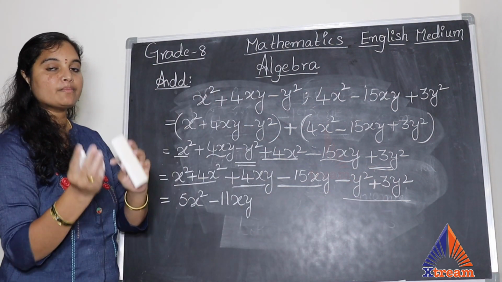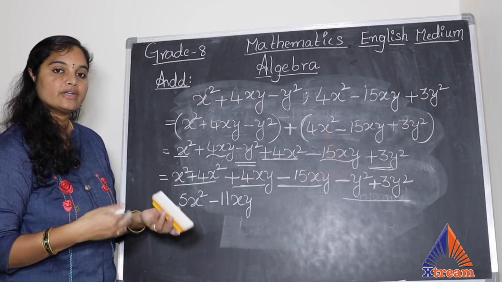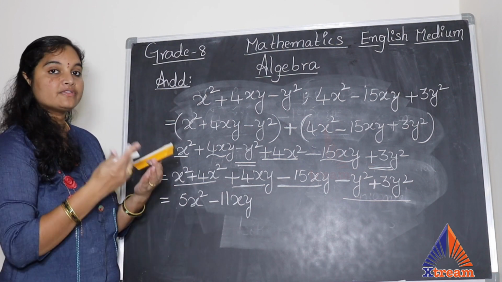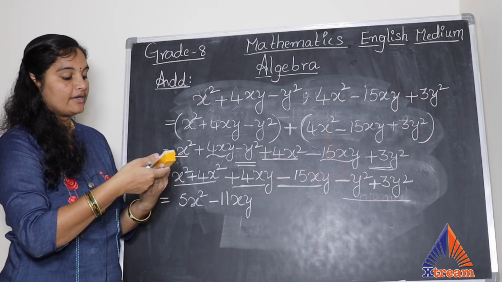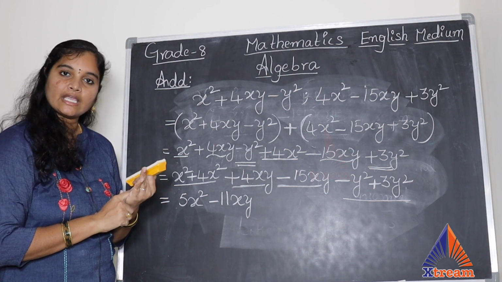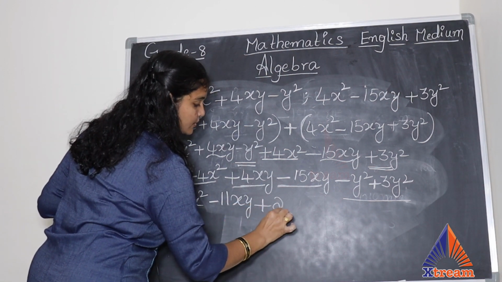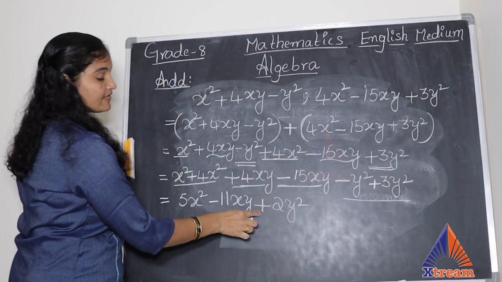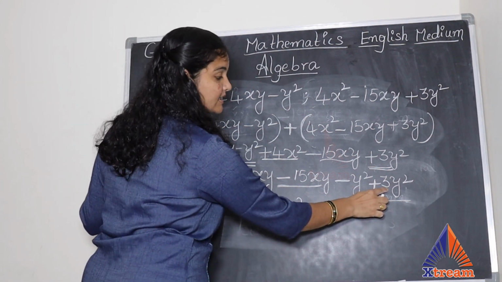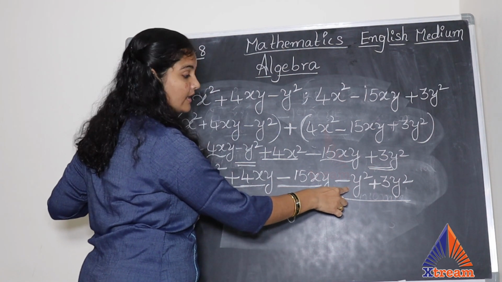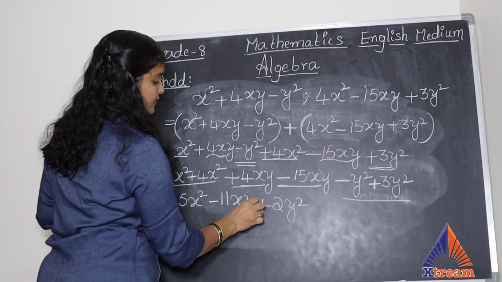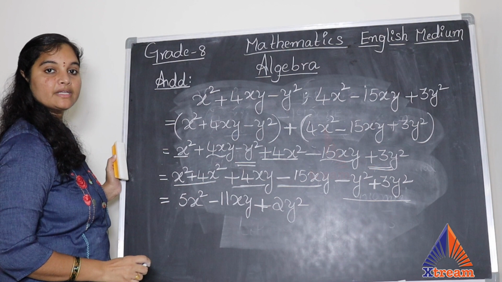Now you have minus y square plus 3y square. Again a negative and a positive term. So again you go for a subtraction. So you have 3y squares with you, and from that 1y square is taken off. So you will be left with 2y square. I have taken a positive sign here because 3y square is greater than y square. So it is a positive term. So that's the reason we get a positive term here.